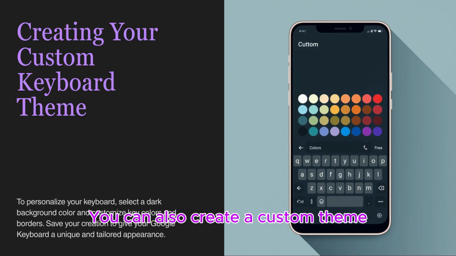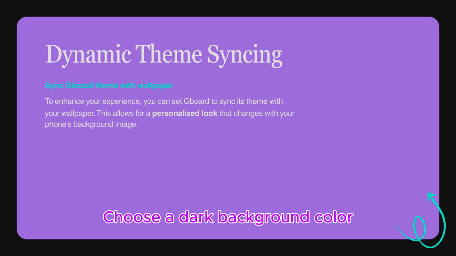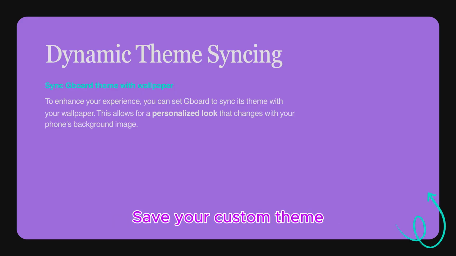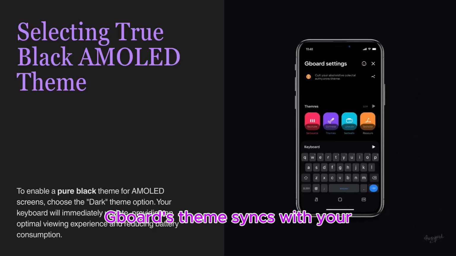You can also create a custom theme. Tap the plus icon to create a new theme. Choose a dark background color, then customize key color and border. Save your custom theme. Another method is to ensure Gboard's theme syncs with your wallpaper.